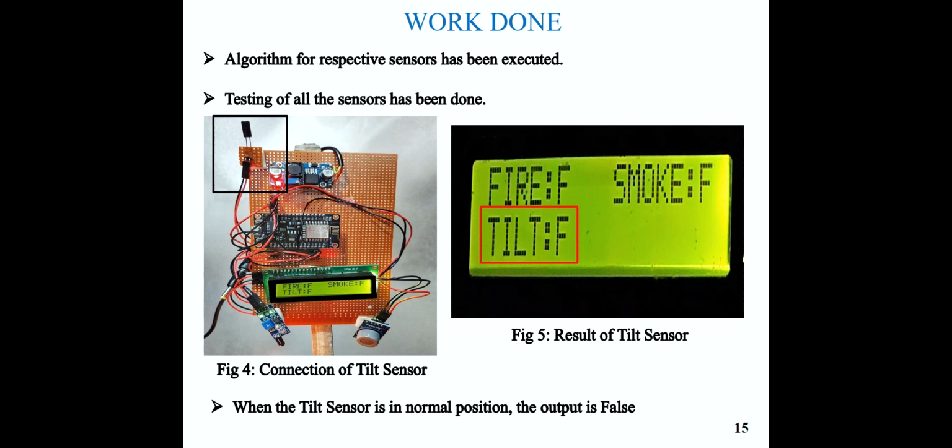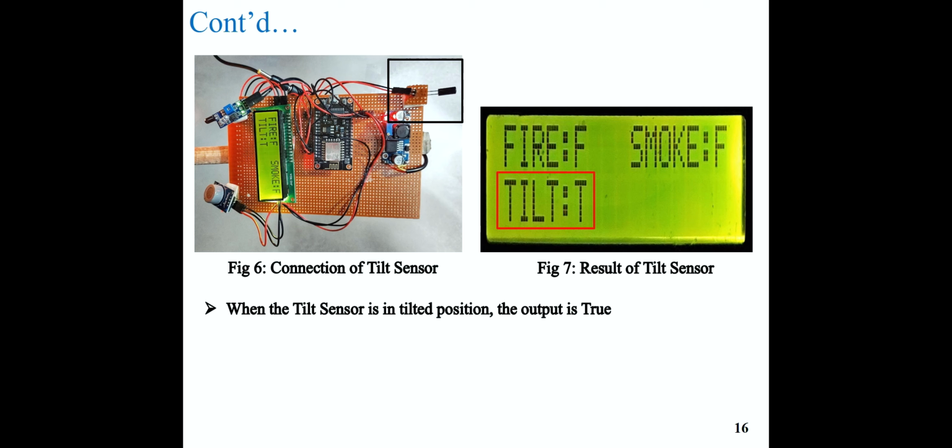Here the tilt sensor is interfaced with Node MCU and LCD display. When the tilt sensor is in normal position, the output is false. In this image, we can see that the tilt sensor is tilted, so the result is true.